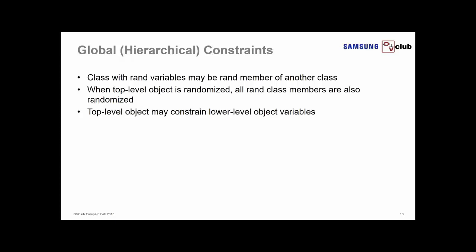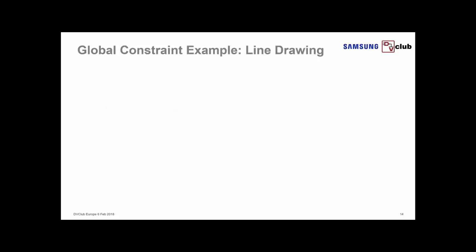Another cool trick we can apply is what's called global constraints. The language reference calls them global, but I think a better name would be hierarchical constraints. What this lets me do is, if I have a class that has random variables in it, that class can be a random member of another class. So I can have a hierarchy of random classes and random variables. And when I randomize the top level object, all the random variables and all the classes in the hierarchy get randomized at once. A single randomize call randomizes everything.